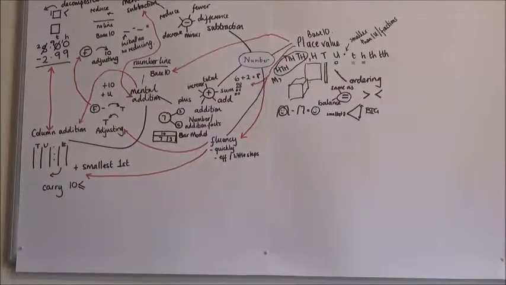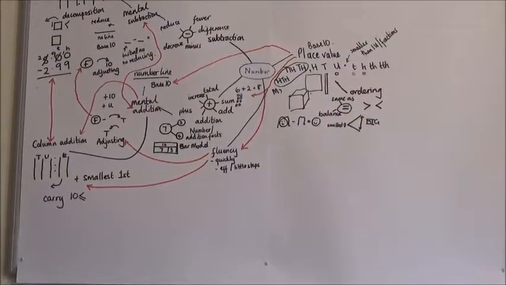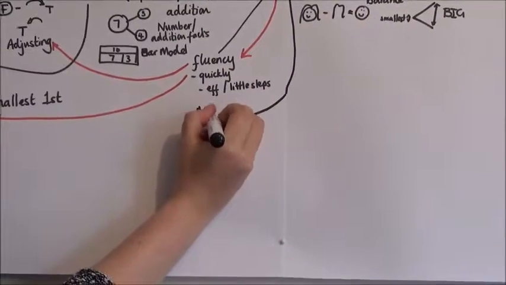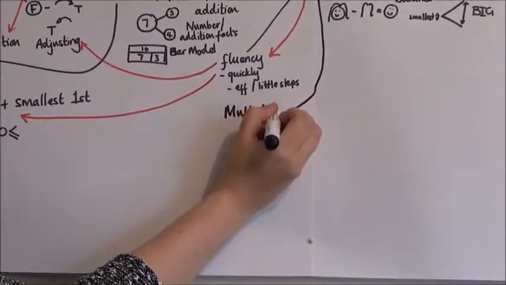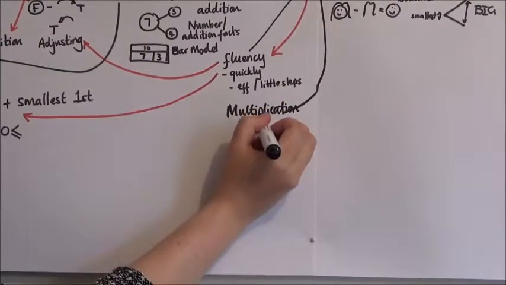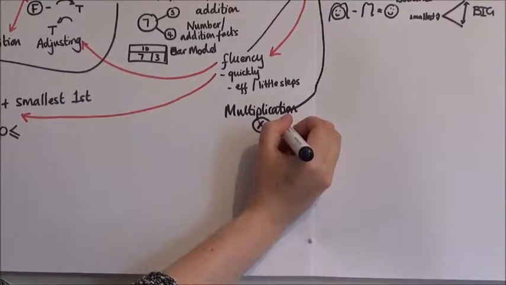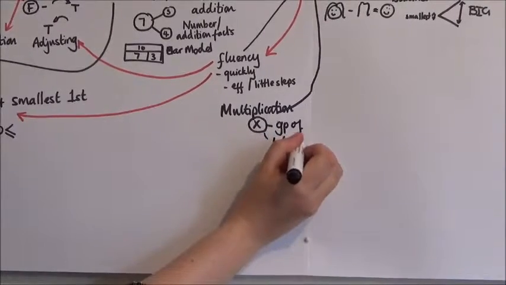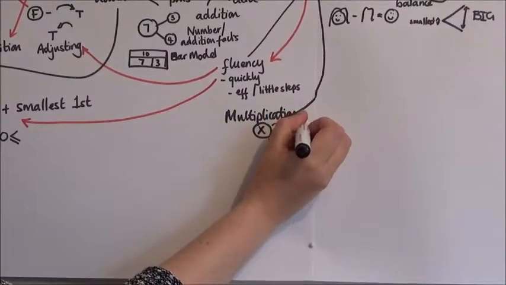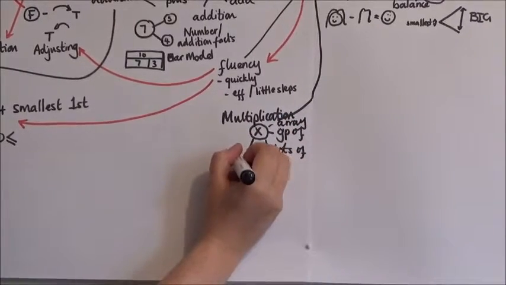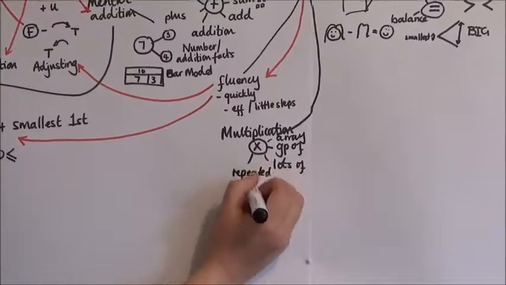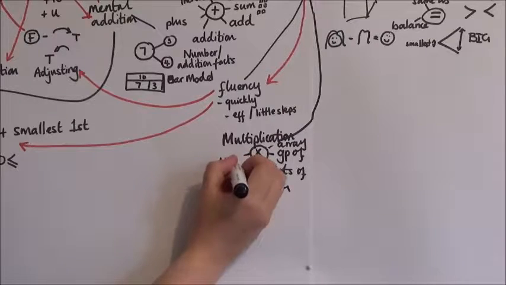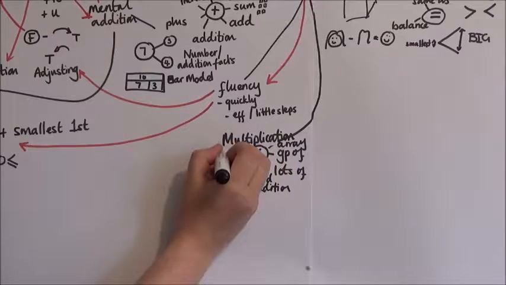So let's put our new understanding onto our number mind map. So I'm going to draw a very, very long line and come down here to multiplication. We know it's this symbol here, and we know we've got groups of, lots of, got an array, we've got repeated addition, times, multiply.